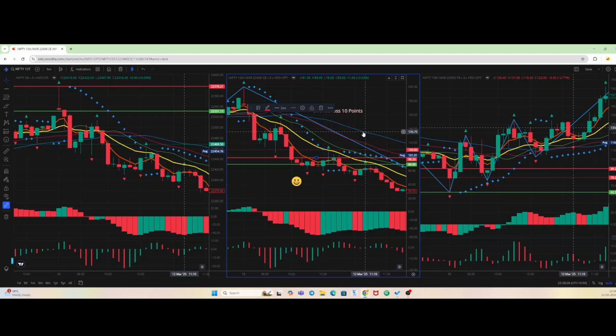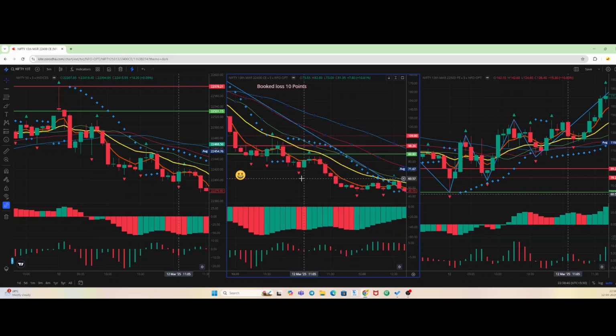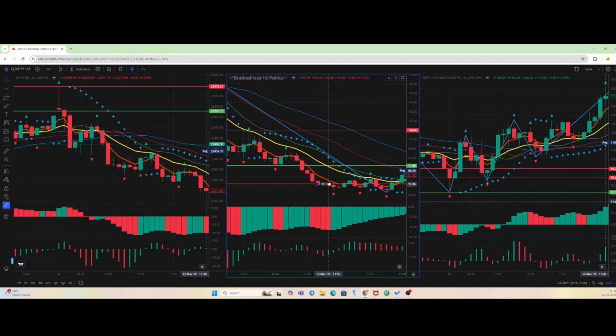Then again we waited. Here there is an indicator support. Then again we entered this area. Then slowly we trailed and booked profit in this area. Again we entered at 71 and booked at 51, meaning we booked 20 points here. Booked a profit of 20 points.